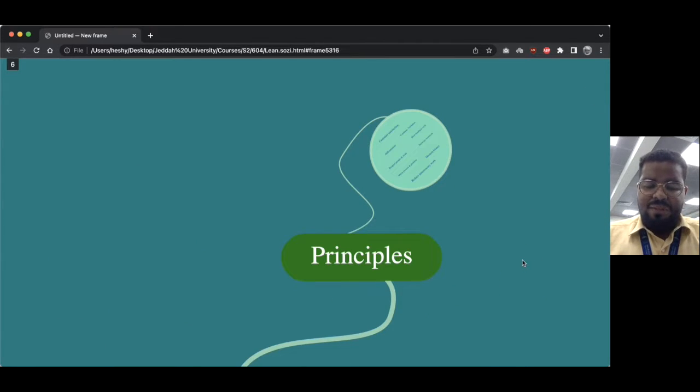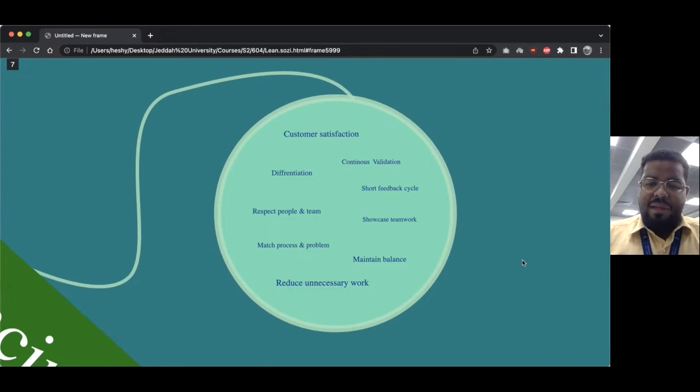The principles which these concepts are built on are pulling the requirements from the customers and being very different from the competition. We can achieve that by the continuous validation of our work and having short feedback cycles, appreciating the teamwork and balancing between resource consumption and development. And finally, reducing the unnecessary work.